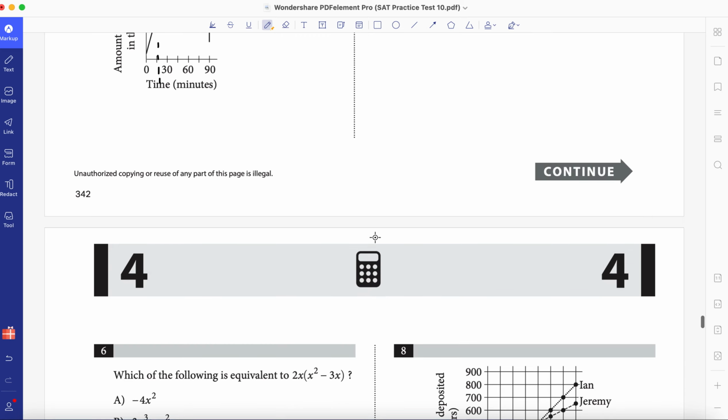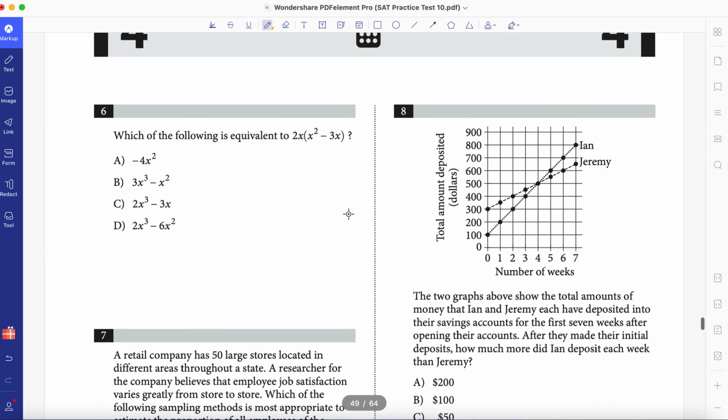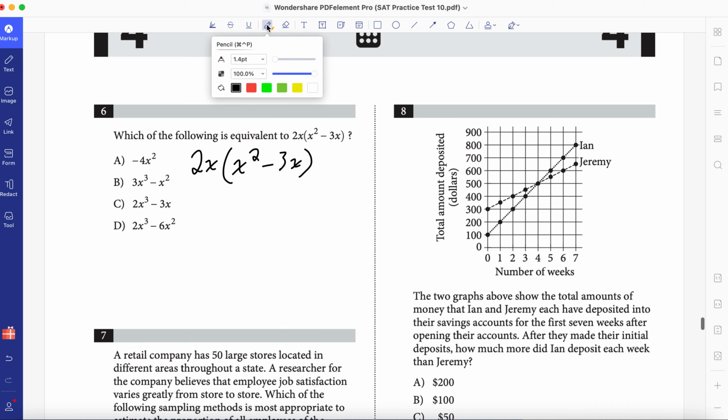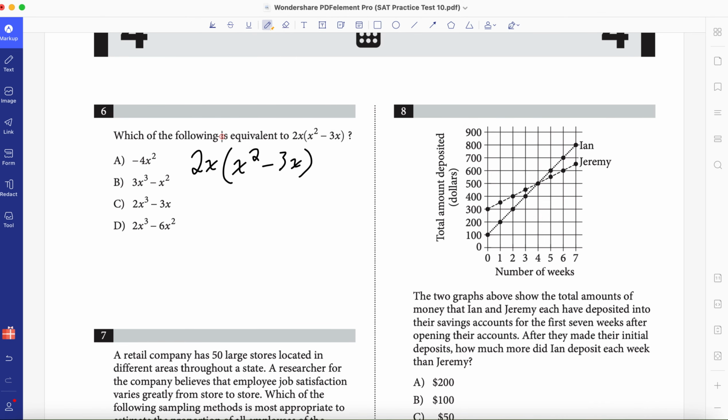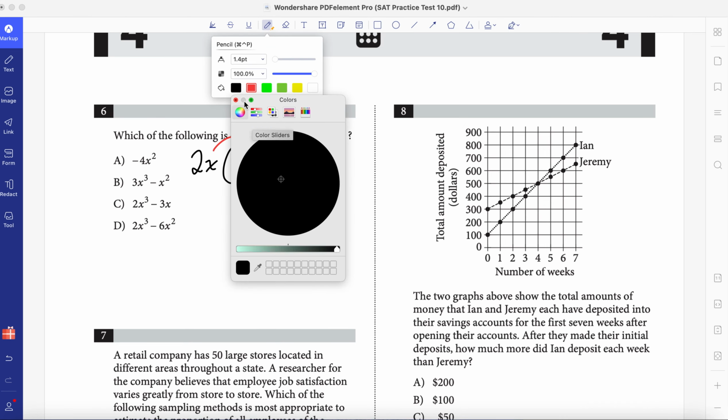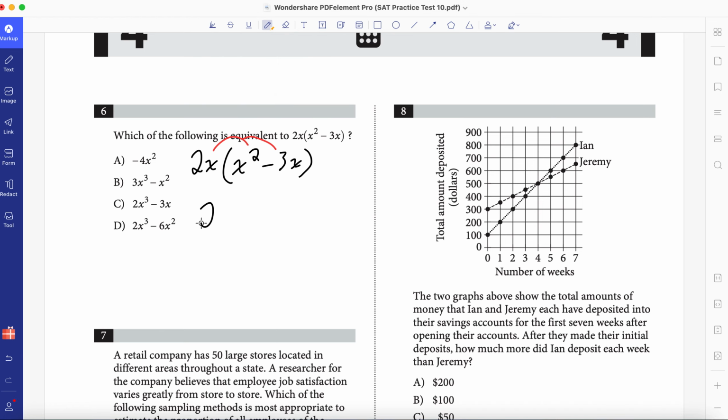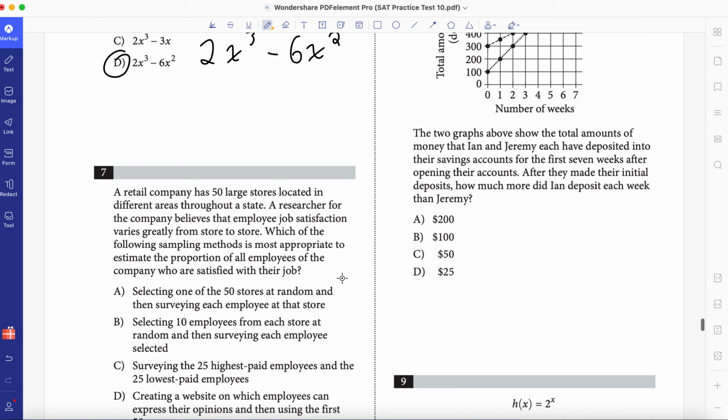And now let's move on to number 6. So this one says, which of the following is equivalent to 2x times (x squared minus 3x)? So let's just distribute. We're going to distribute this 2x. And that's going to get us 2x cubed minus 6x squared, which is indeed D. And now we just move on to the next one.